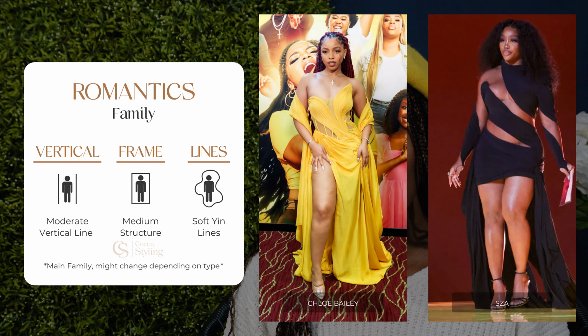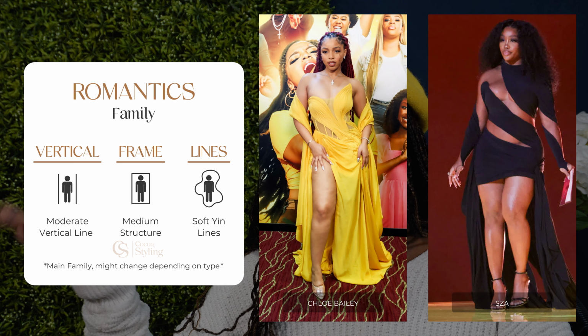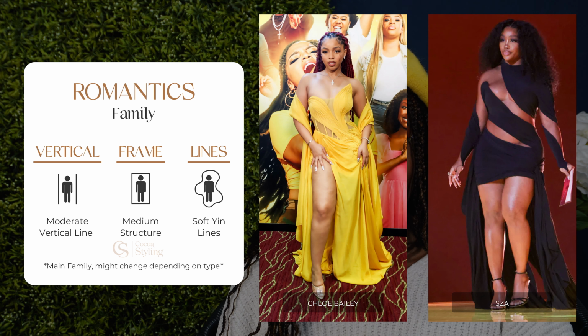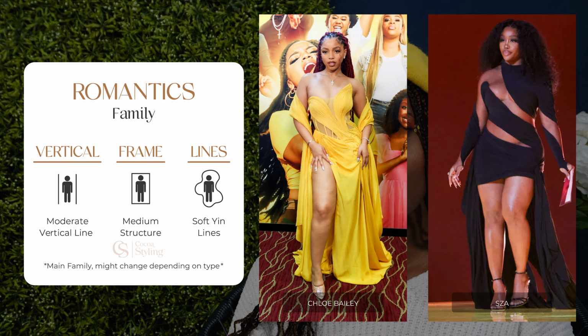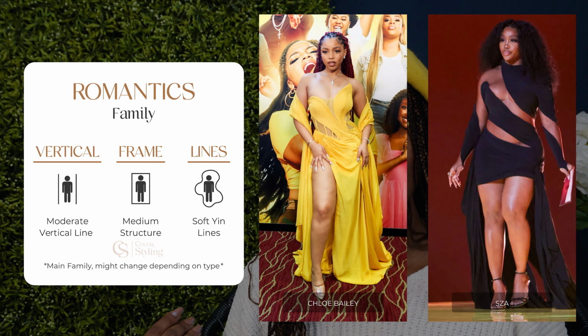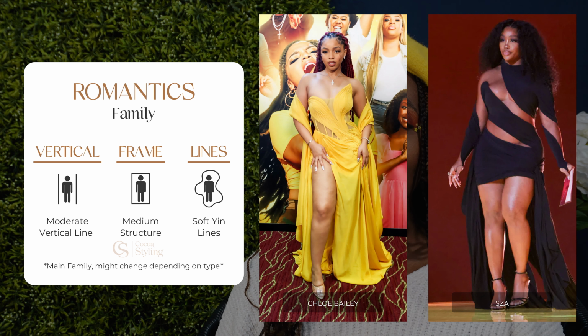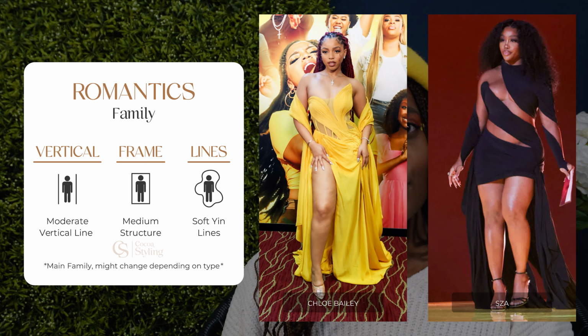Then we have your vertical line, which is not necessarily about how tall you are, it is about your perceived height. So how tall you look in comparison to how tall you really are. Technically, romantics have a moderate or regular vertical line, but a lot of them do tend to be shorter. Then we have lines, which is basically deconstructing your body and features into geometric shapes and lines. The types of lines we have are soft, sharp, and blunt. Romantics are the type with the soft lines.